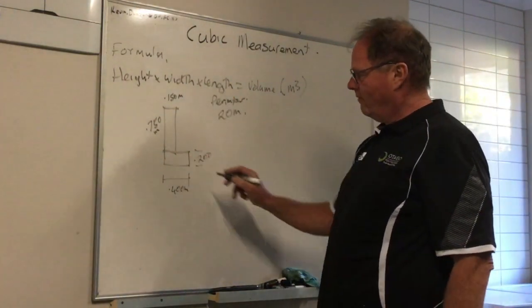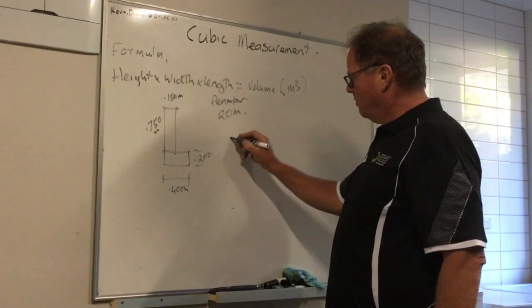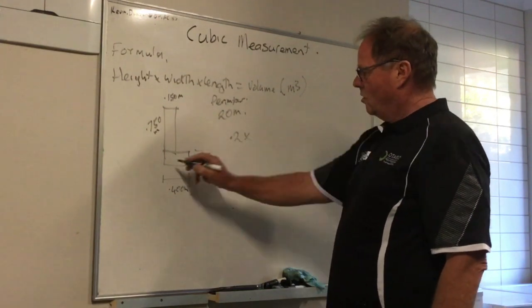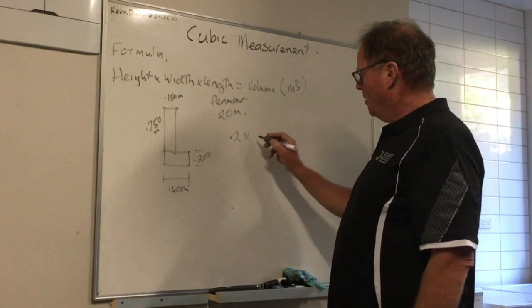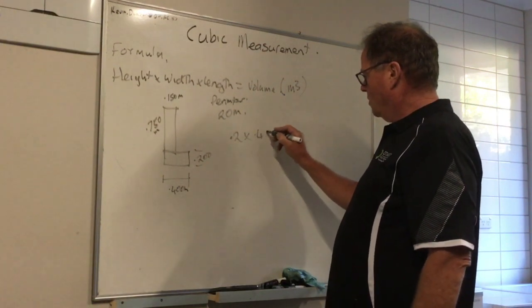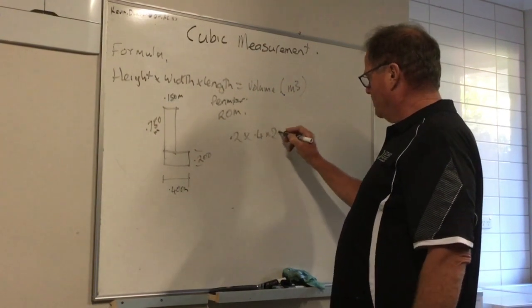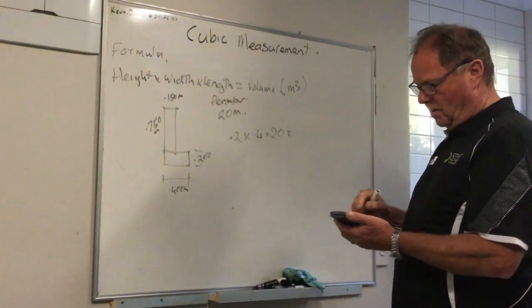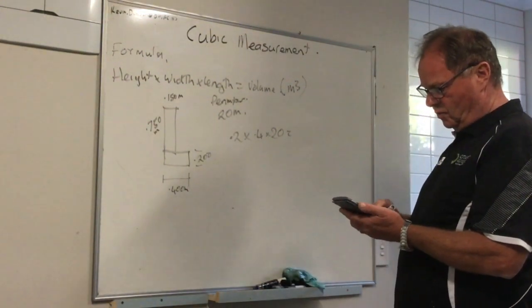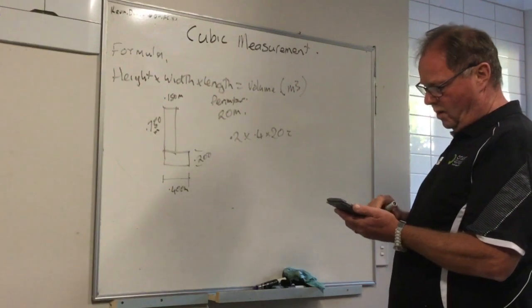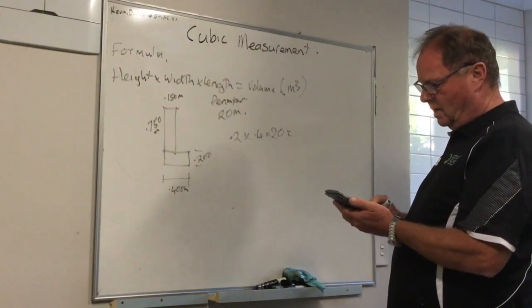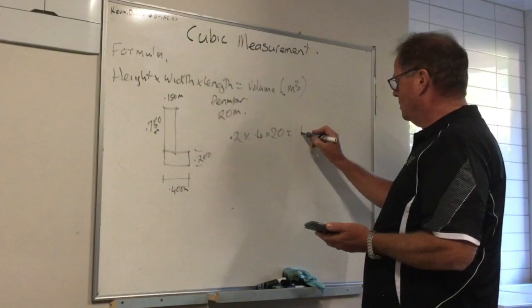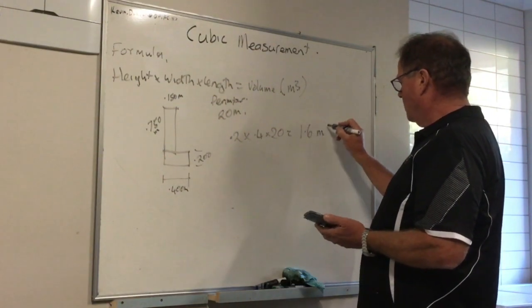And then this will be our formula. To do our footing first, height's going to be 0.2 times our width, 0.4 times our length, 20 metres, equals 0.2 times 0.4 times 20 equals 1.6 metres cubed.